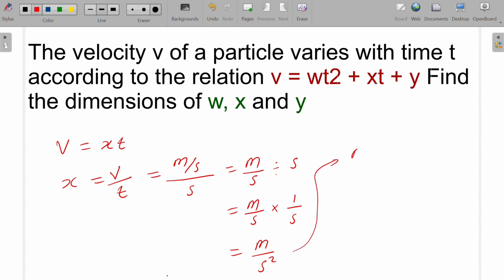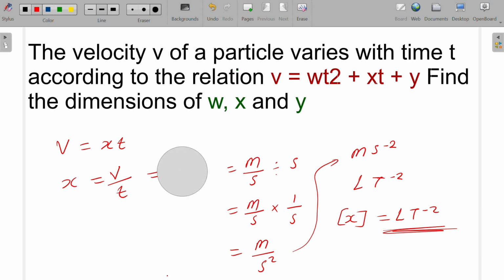Taking this on the other side, what we are going to have is m. When we take s on top, the power becomes negative, so the power of minus 2. M is length, so it's represented by the dimension L, and s is time, so it's represented by T, and the power is minus 2. So the dimensions of X are basically L, T to minus 2. So that's what we have there. Those will be the dimensions for X. Let's look at the last one.